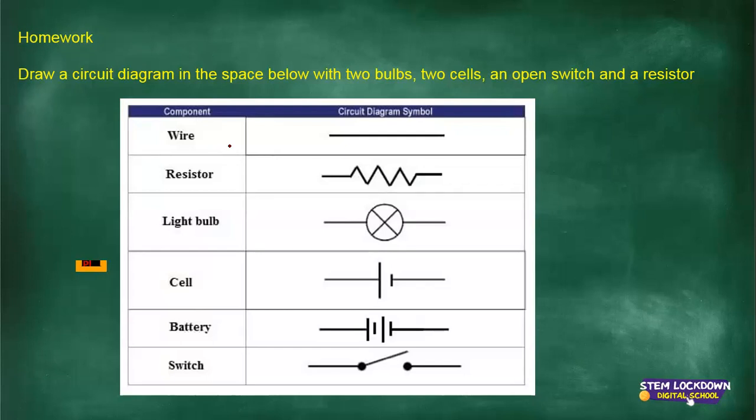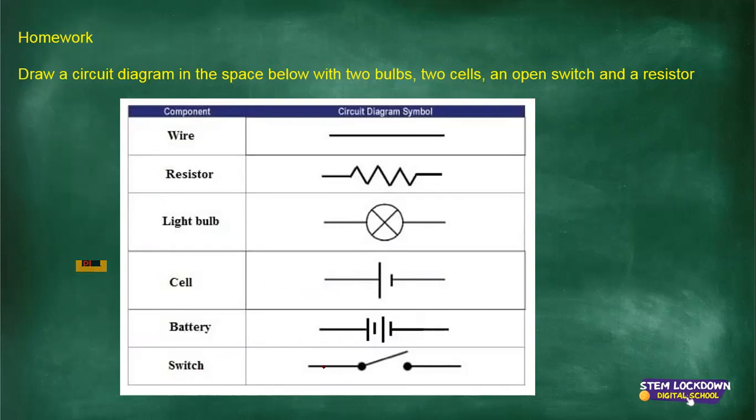I'll explain while some of you are writing. A wire is that straight line. The resistor is a straight line with upside down V's, and then a straight line again. The light bulb is a straight line with a circle and an X in the middle, and then a straight line. Then we have a cell, a straight line. The long line is the positive, then the short line is the negative, and then you have a straight line again. Then we have a battery, which is basically two cells. Don't worry too much about the battery, worry more about the cell.